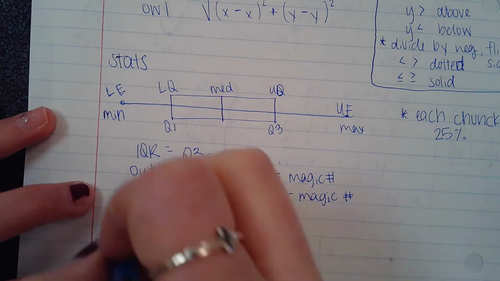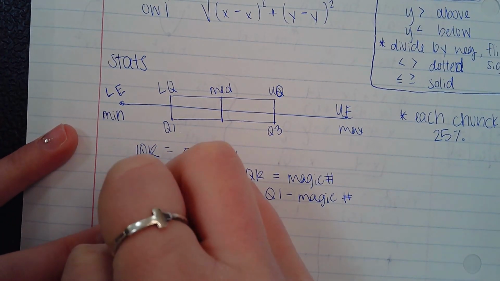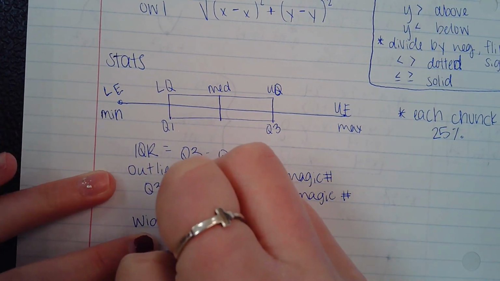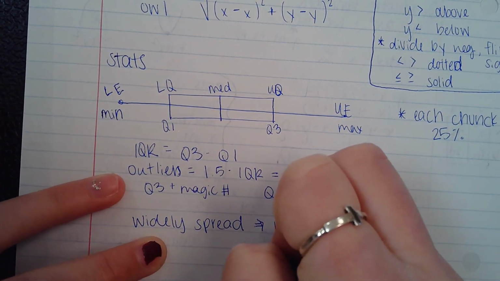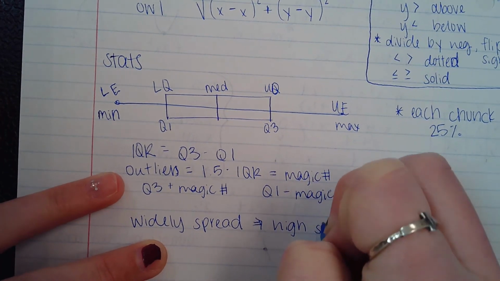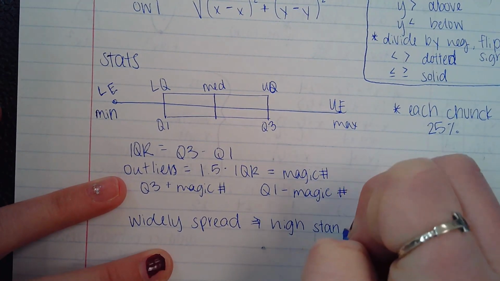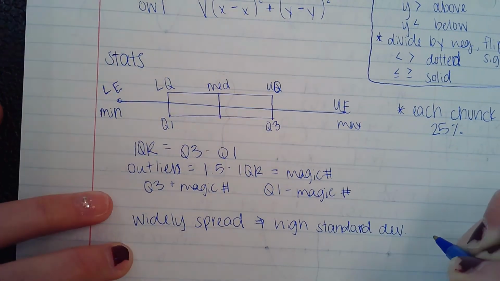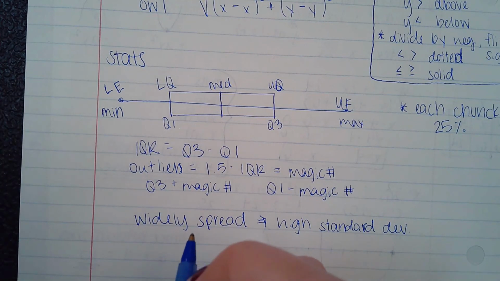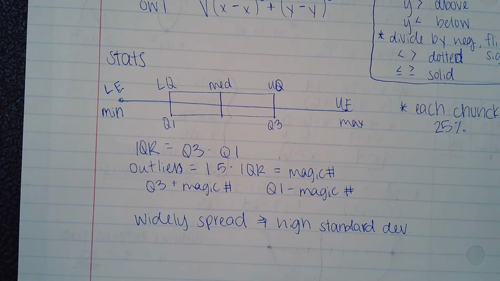So I want to jot down that if it's widely spread, it's going to have a high standard deviation. Instead of widely spread, if I say compact, does that make more sense? Because it's tight or close together. Do you want me to say close together or compact? What makes sense to you?